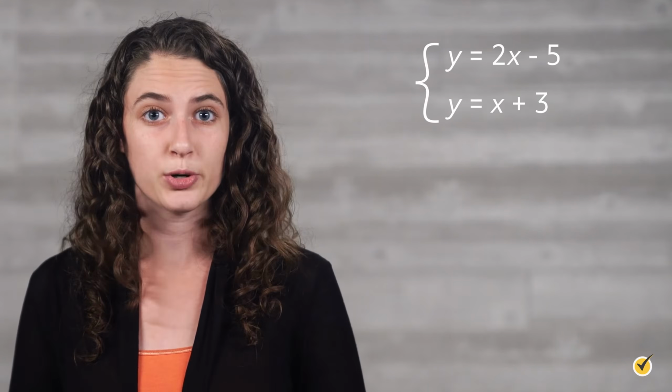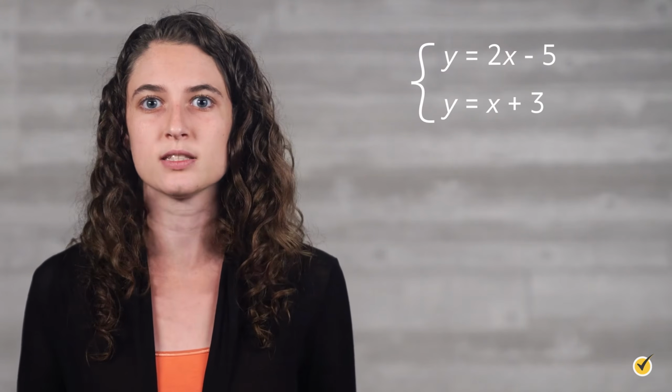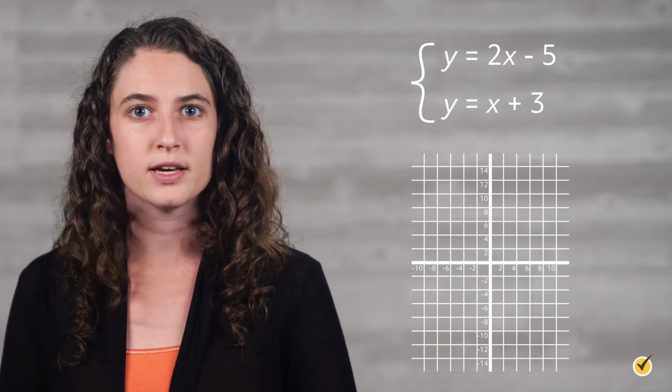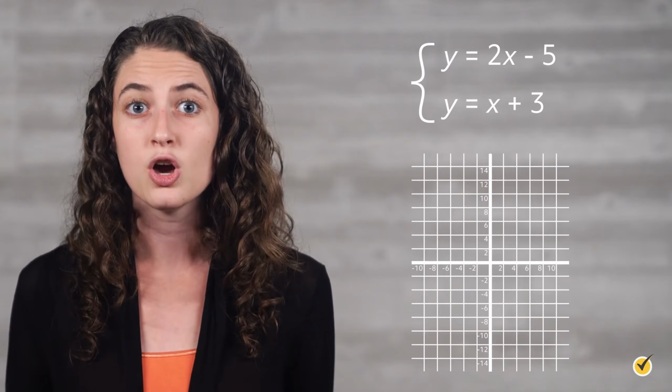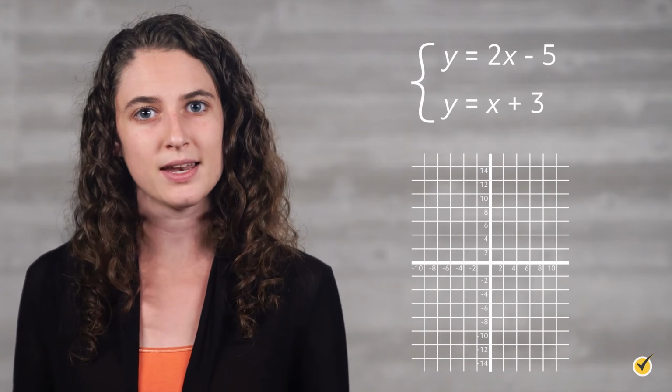Let's start with an example. Determine which values of x and y satisfy this system of equations. To find the solution, let's draw each of these equations as lines on the Cartesian plane. First, since the equation y equals 2x minus 5 is already in the form y equals mx plus b, we know that it has a slope equal to 2 and a y-intercept at negative 5, so it looks like this.